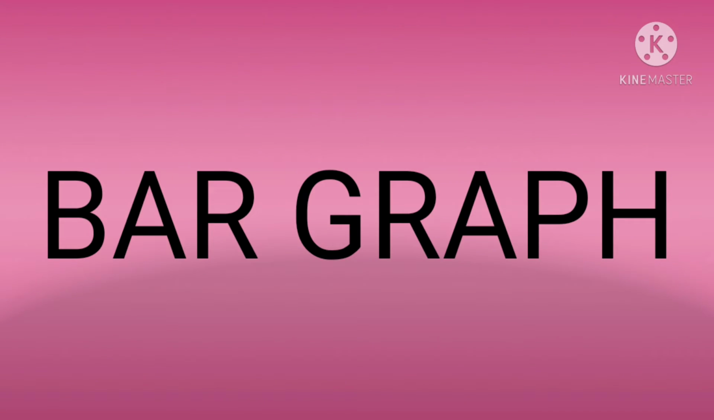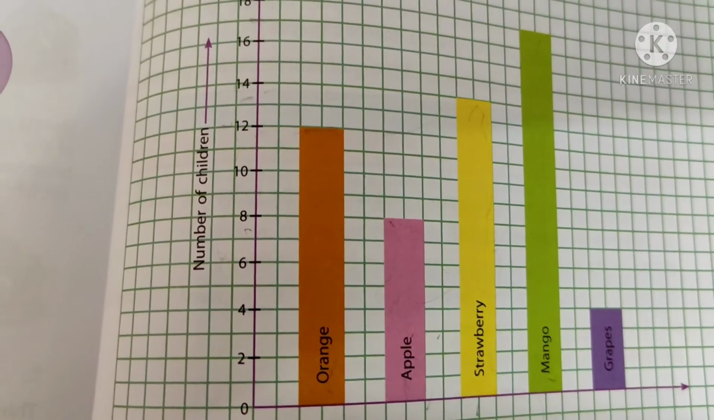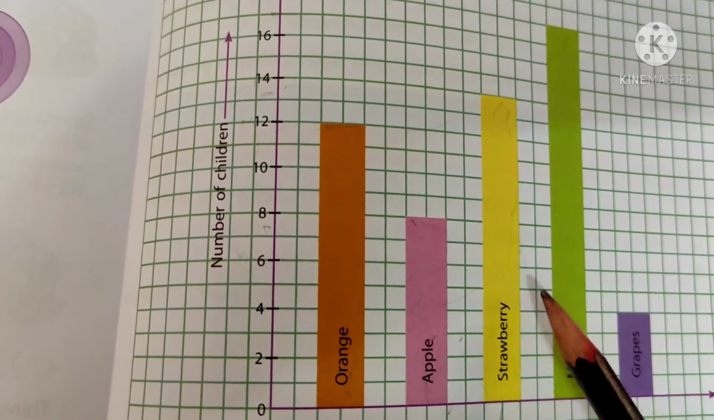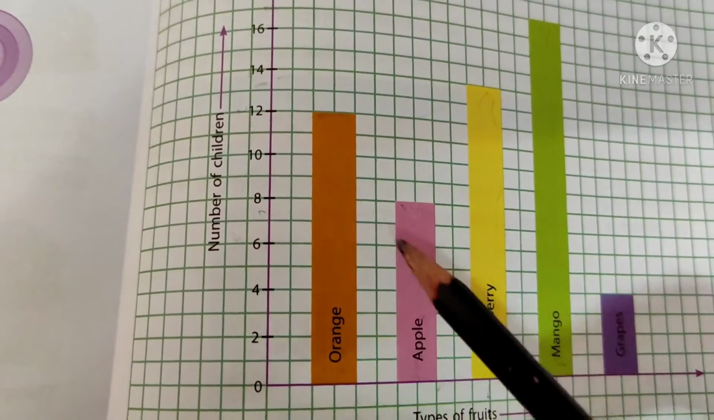The next type of smart chart is the bar graph. Children, a bar graph is a representation in which information is represented by using rectangular bars. As you can see in this picture, Rohan, Geeta and Jacob measured their hands and they drew the pictures of their hands in the form of rectangular bars. Now children, let us see an example, and here a smart chart is given in the form of rectangular bars, right?